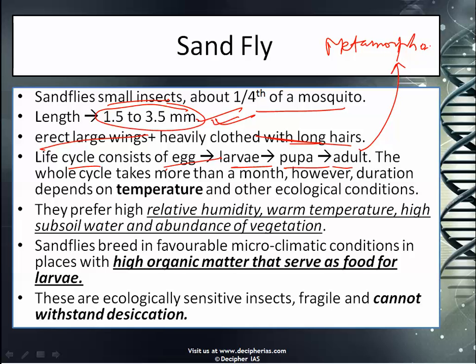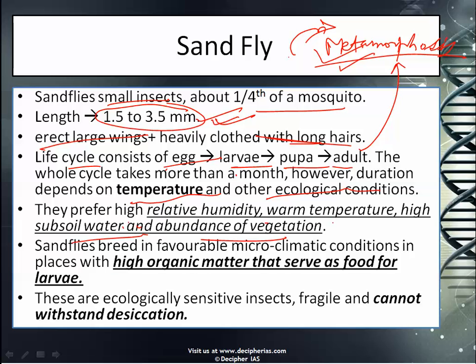Similar thing happens in the case of a butterfly. That is, changing from one stage to another till it reaches the adult stage. Fine. So the whole cycle takes more than a month, but its duration depends upon the temperature and other ecological conditions. So there should be relative humidity, warm temperature, high subsoil water, and abundance of vegetation.